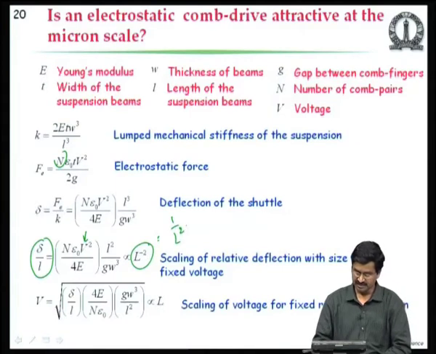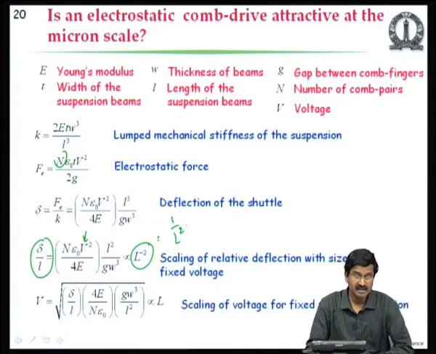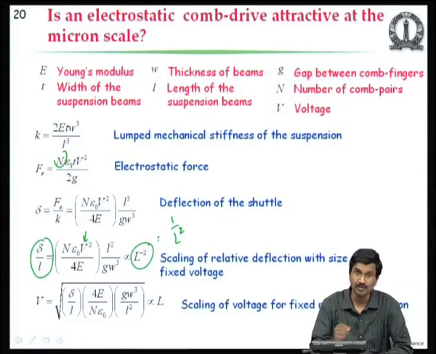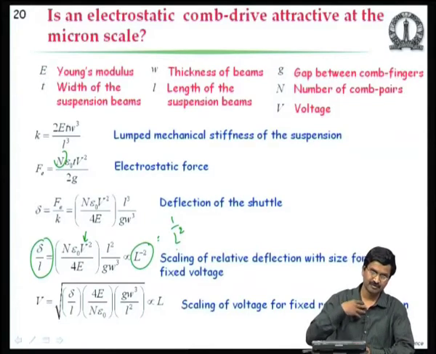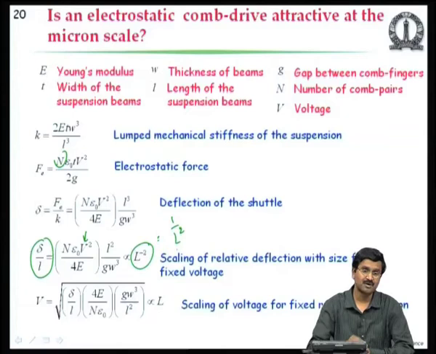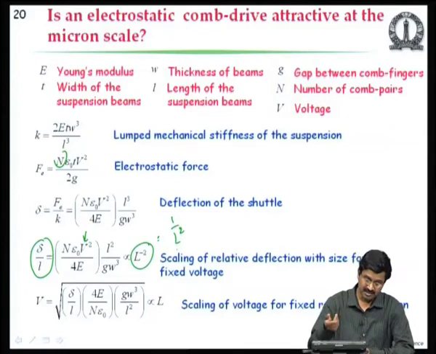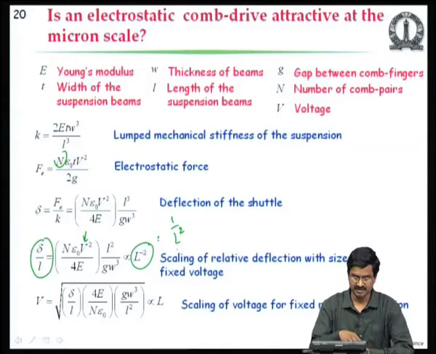That is, when the size is small, the relative deflection is very large, because 1 over L square is large, whereas if the size is large, 1 over L square is very small. So, you do not get much deflection. So, if I use electrostatic force at the large scale, that is the scale that we live in, we are going to get a very small deflection relative to the size, but when we make things smaller and smaller, we tend to get a large relative deflection.